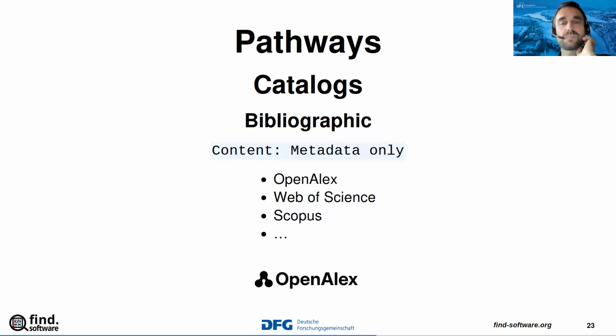And then we do have bibliographic catalogs. The bibliographic catalogs are quite popular and quite obvious. We have OpenAlex, Web of Science, Scopus. They are well known in the scientific domain, and within them you could also search for software.